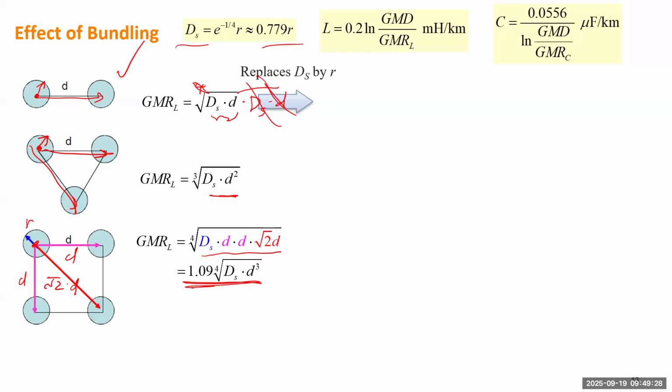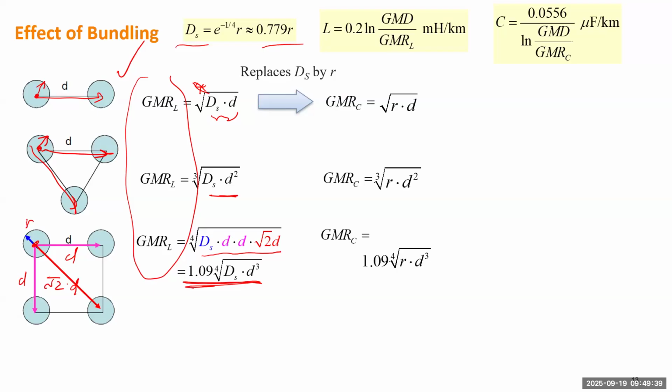Okay, so those are GMRL. If you want to calculate GMRC, it's the same formula. We just need to replace ds by r. So that's GMRC. They have the same formula, but each place you see ds, it will be replaced by r.